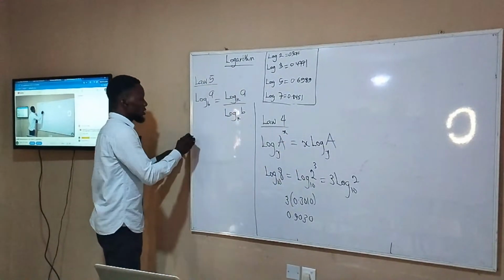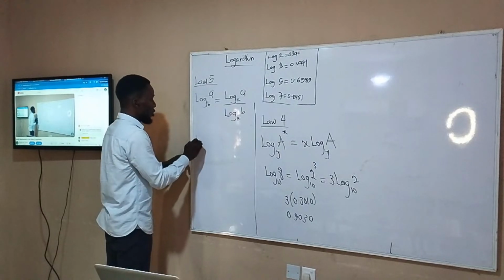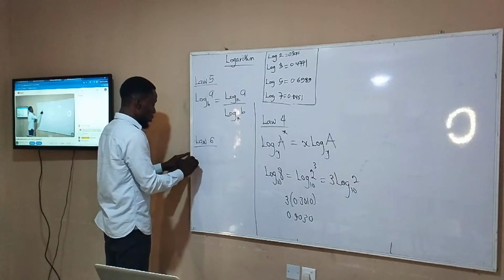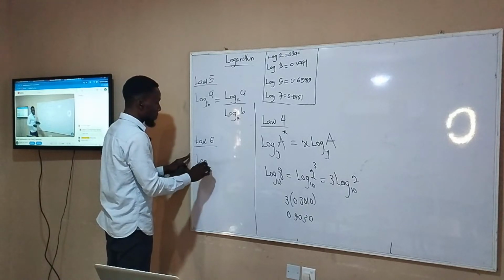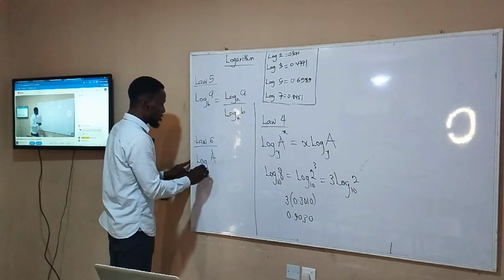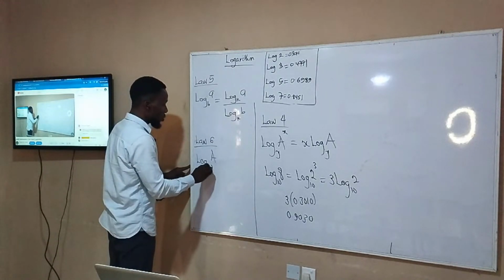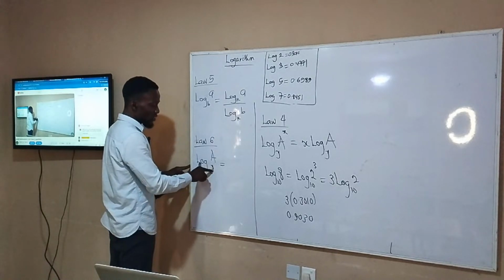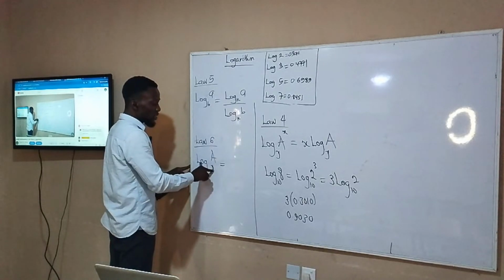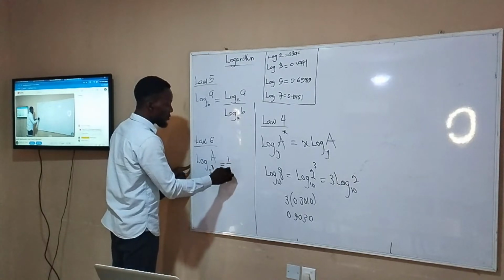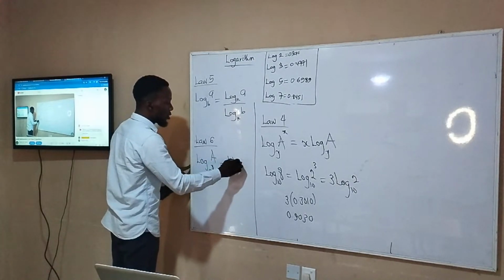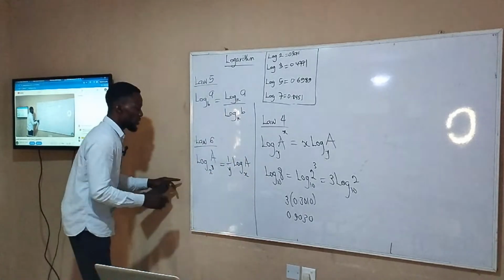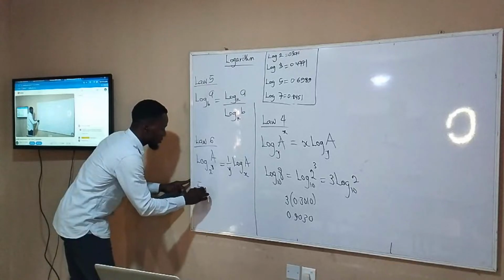So let us take the next one, law 6. The law states that if I have log a base x raised to y, the law says that it should be 1 over y, that is 1 over the index of the base, 1 over y, log a base x. What do I mean? Let us say we have an example here.